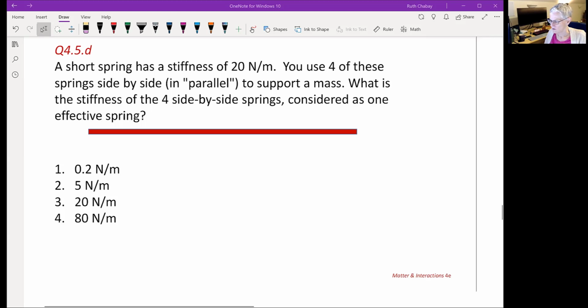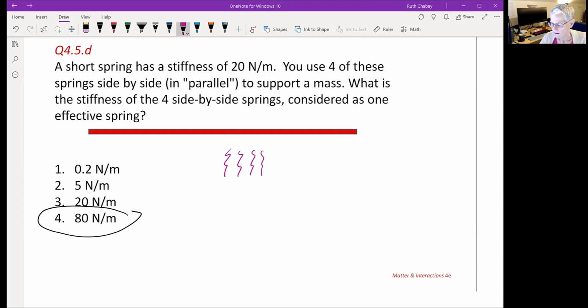What you said was, most of you said that the spring stiffness is 80 newtons per meter, which is the correct answer indeed, because for springs in parallel, each of them only has to support 1/4 of the weight, so they're not stretching as much, and so therefore, remember we said the effective spring stiffness for springs in parallel was n times the spring stiffness of one spring. So it's much stiffer.